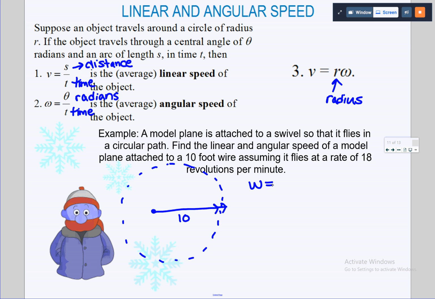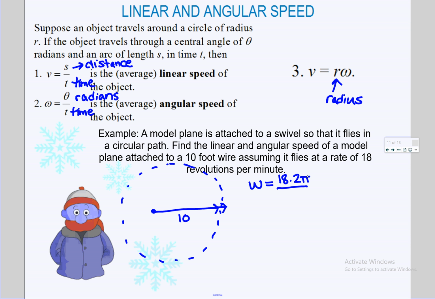Calculate my angular speed W. To get that, I need the radians that it travels divided by the time that it takes to travel that far. Now, we know it travels 18 revolutions per minute. A revolution is not a radian. A revolution, a full turn, is how many radians? 2 pi, okay? So every revolution, it's traveling 2 pi radians. So how many radians does it travel? It travels 18 times 2 pi.